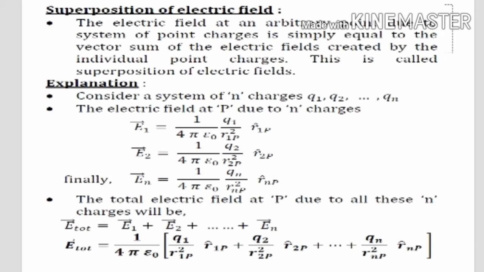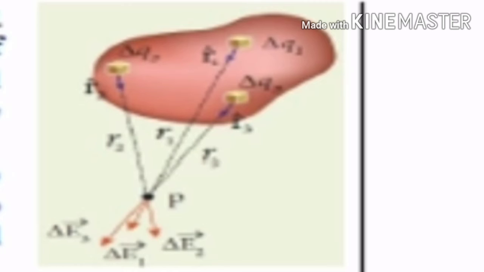Next one is superposition of electric field. Let us imagine a system which consists of n number of charges like Q1, Q2 and so on up to Qn. Let us imagine a point P near the charged surface, and let R1 be the distance between the charge Q1 and the point P, and R2 be the distance between the charge Q2 and the point P. Similarly, for the nth charge, the distance between the nth charge and the point P is Rn.